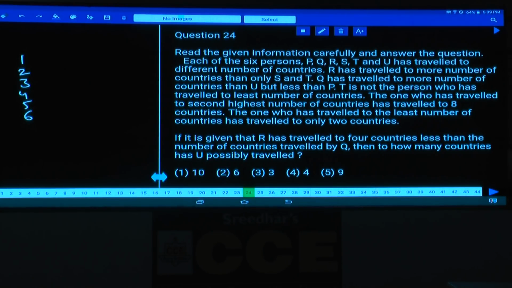Now these 6 persons are being compared in this one. R has travelled to more number of countries than only S and T. Hence R must be at the 4th place. And below this R, S and T in any order.